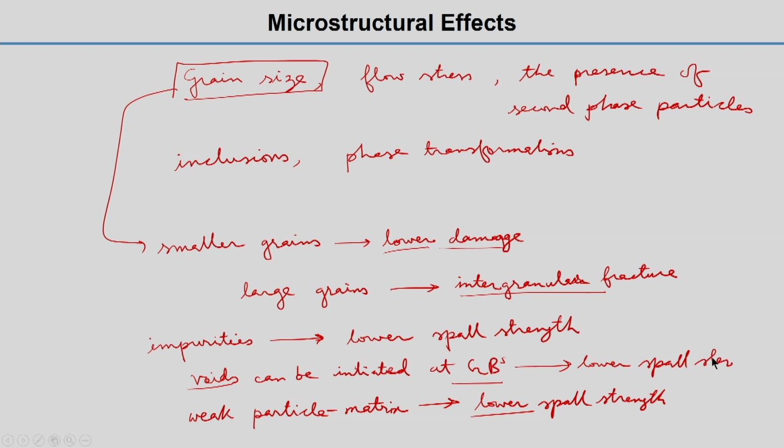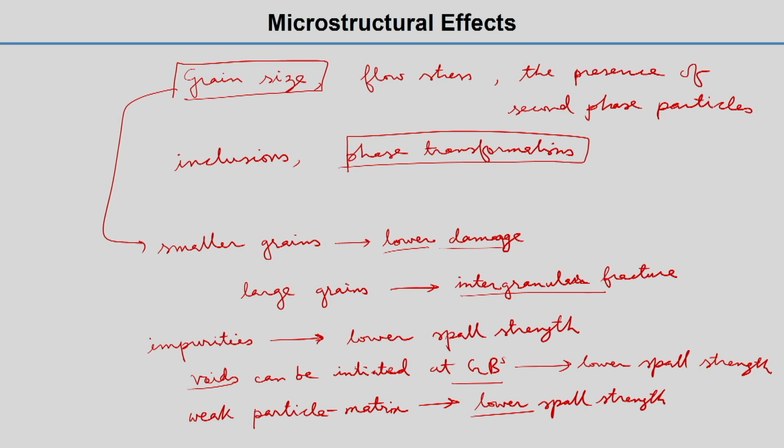That can be understood. Both are, I think, similar, whether the grain boundary or the particle-matrix interface, this will actually lead to a decrease of the spall strength. And also sometimes some phase transformations, like martensitic phase transformations, inhibit void nucleation, and that can increase the spall strength, because these transformations can inhibit void nucleation.